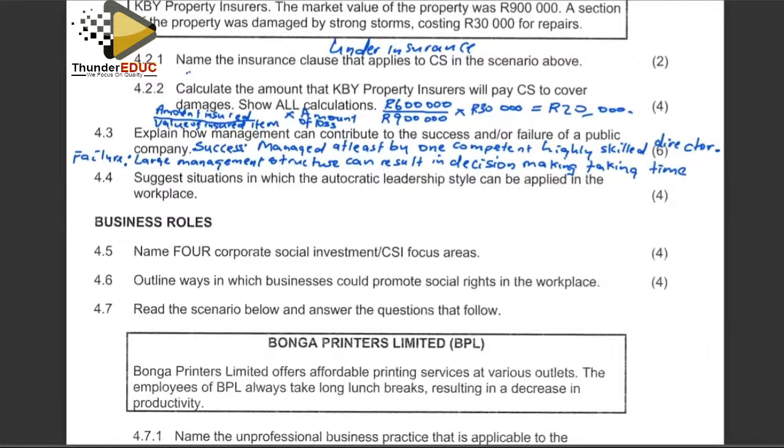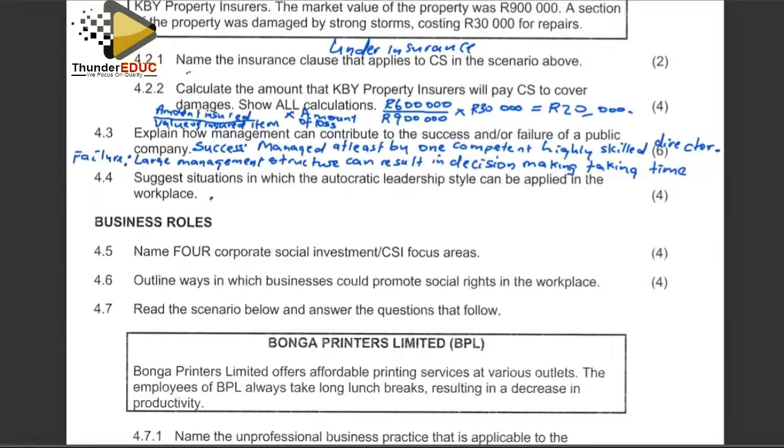So now let's check 4.1. It says: Suggest situations in which the autocratic leadership style can be applied in the workforce. Remember, this type of leadership style is where a manager only gives out a command. This can be applicable when employees are not fully trained, and also when dealing with employees who are not cooperative.